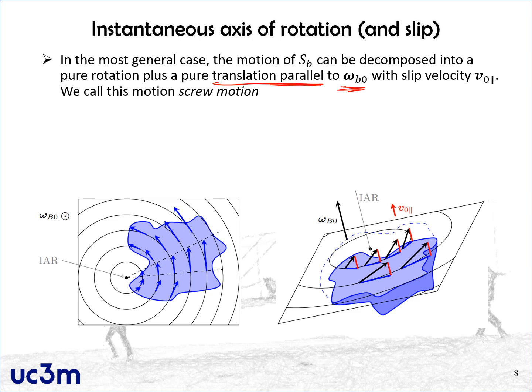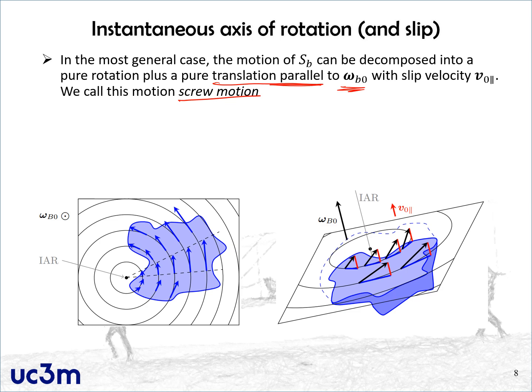Basically, adding a translation perpendicular to omega just means that we are moving the instantaneous axis of rotation, but we are not changing the fact that that is pure rotation. If we want to have this type of general motion, we need a rotation and some translation parallel to omega. And this type of general motion is what we call sometimes a screw motion, because it reminds us of the motion of a screw as we put it into a piece of wood, for example.